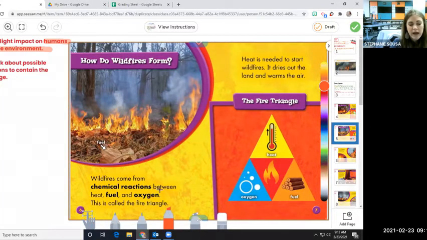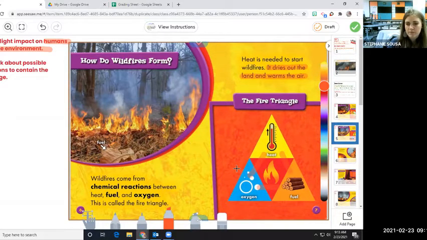Wildfires come from chemical reactions between heat, fuel, and oxygen. This is called the fire triangle. Heat is needed to start wildfires. It dries out the land and warms the air. Okay, so when a wildfire is going to happen, the land is dry and the air is warm or hot. That is an environmental impact. And again, we see this triangle that we saw in the video of things that we need in order for a wildfire to occur.